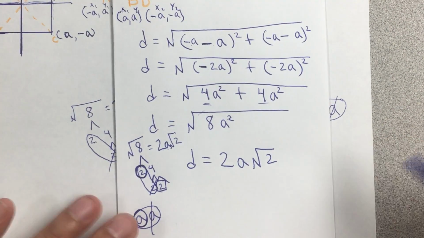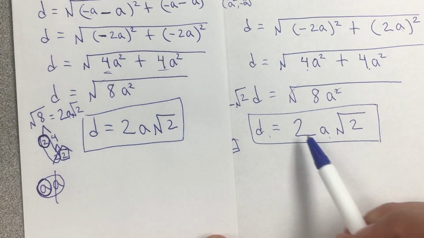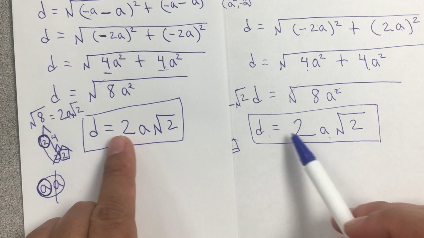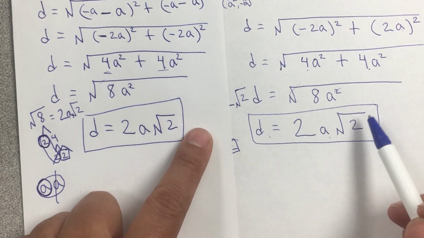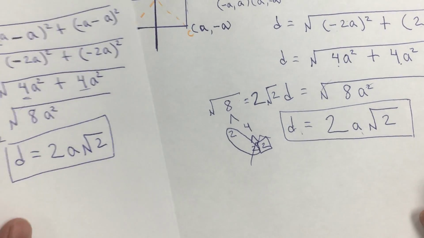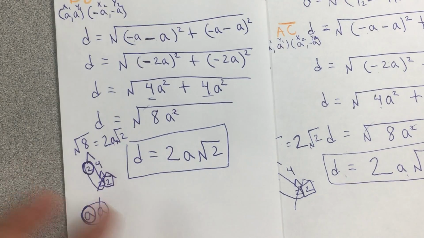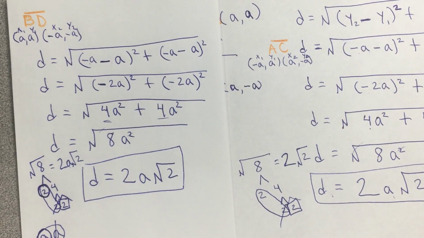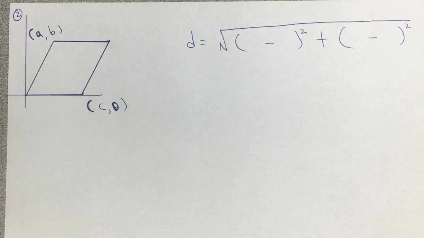Now we go ahead and compare the two answers, and we see that they are the same. The distance for both diagonals is 2a square root of 2. That means that they are congruent. They have the same measurement. So make sure that you pause the video so that you can copy this, and let me give you another example. So this is number 2.